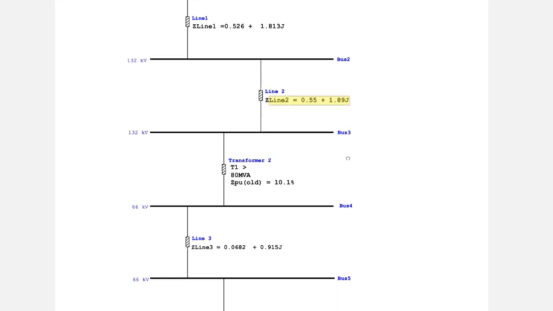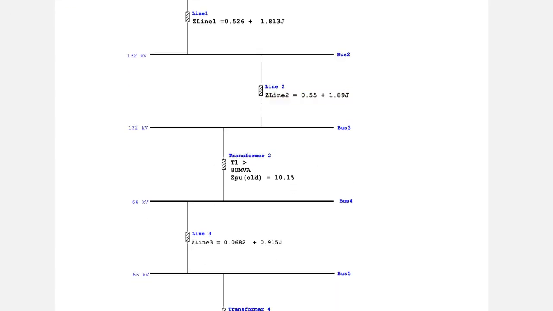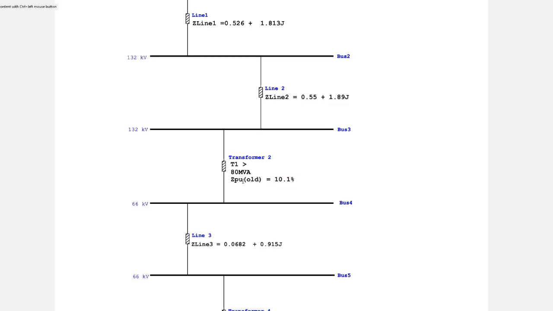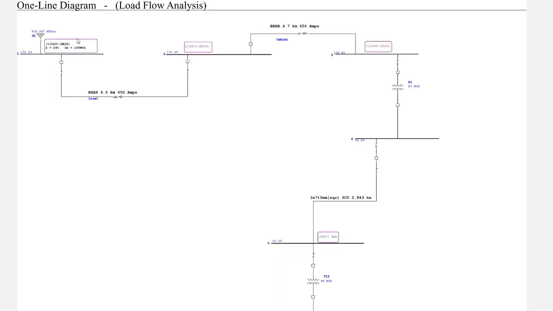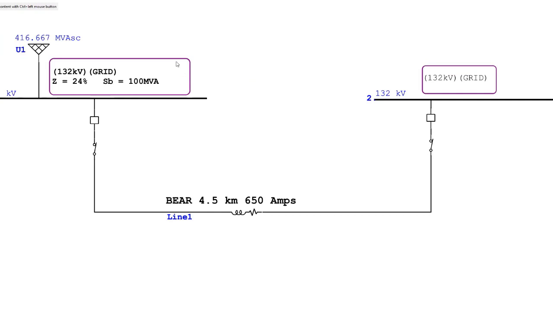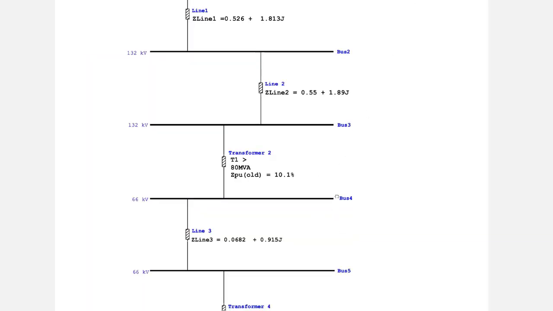This is the impedance for line 2, and this is our giant transformer, and this transformer has a per unit value of 10.1%. Now this one is important. These parameters are given on the nameplate of the transformers. We're going to need this old per unit value as we're going to be changing from whatever base these values were calculated on to the new base of 100 MVA, the new base that we're going to be calculating for our system.